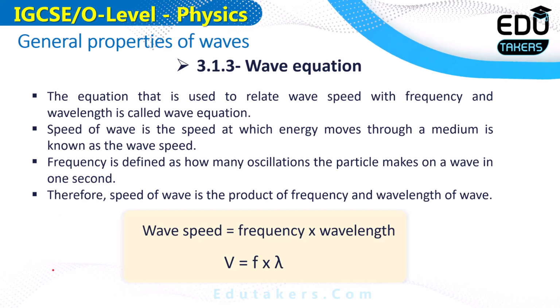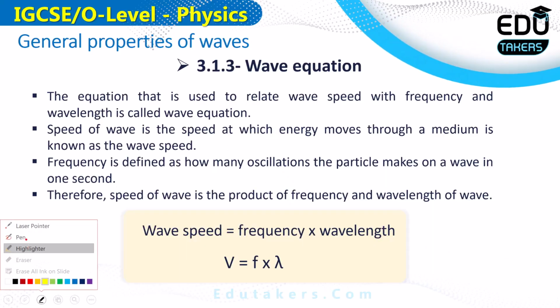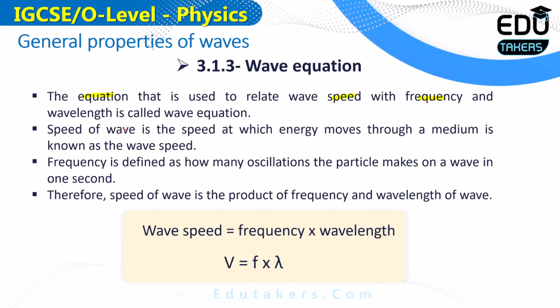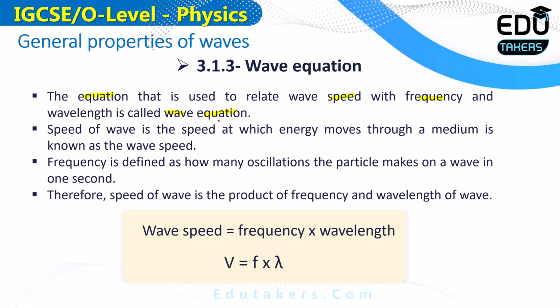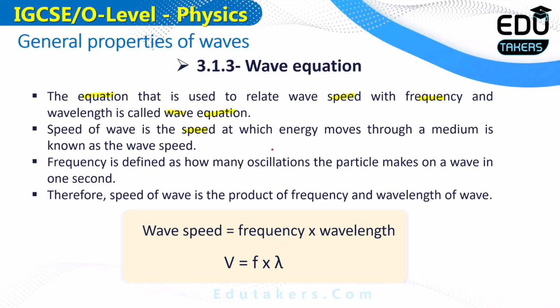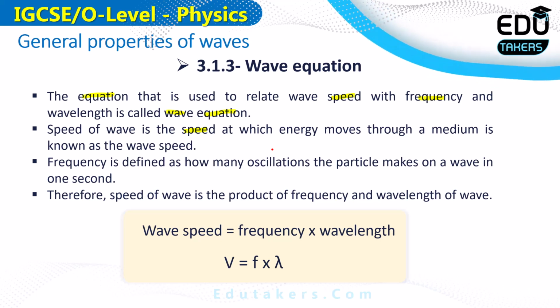You can see here the explanation for the wave equation. The equation that is used to relate the wave speed with the frequency and the wavelength is called the wave equation. The speed of the wave is the speed at which the energy moves through the medium. It's known as the wave speed. You know that when the wave travels, it basically transfers energy.